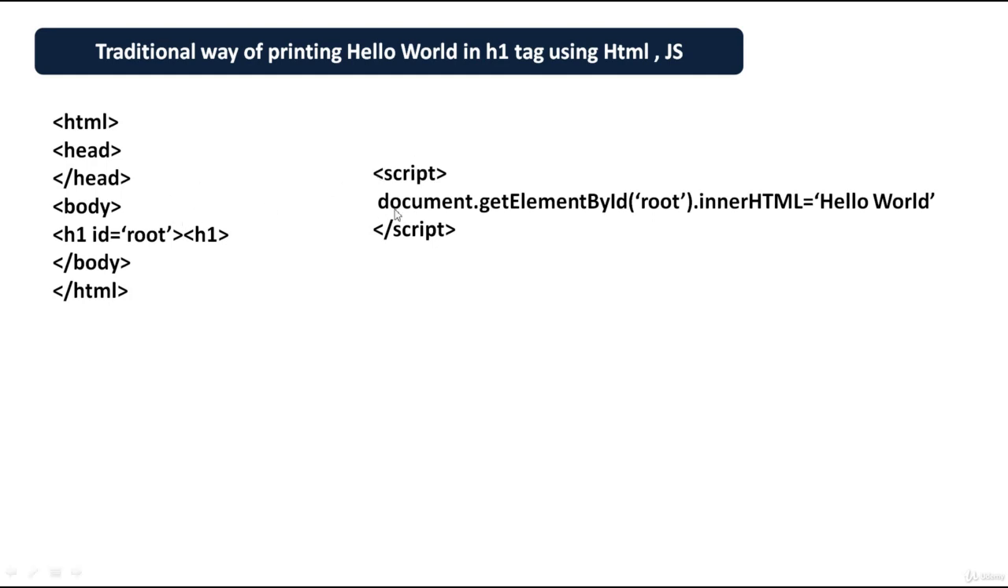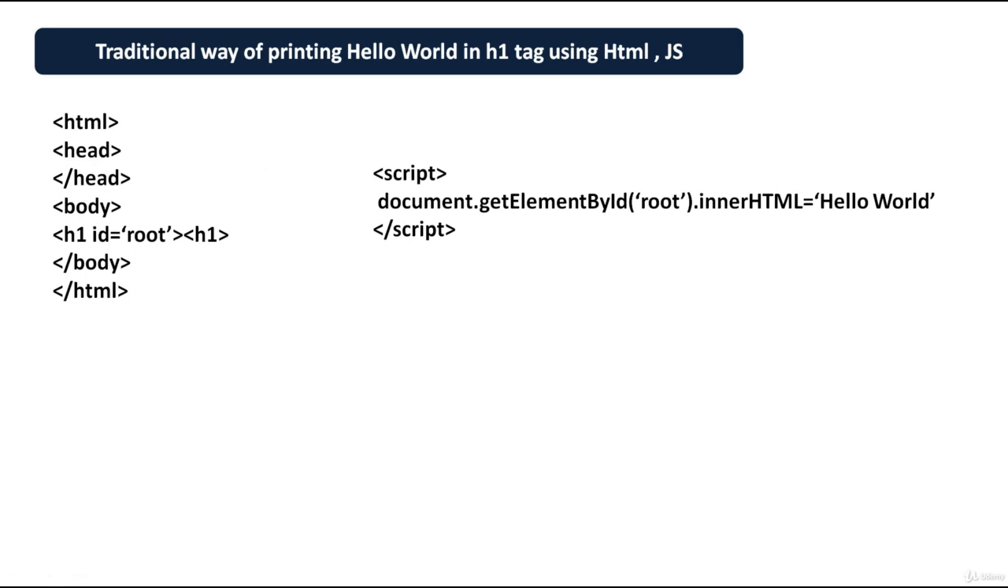Here we are accessing the h1 element using the statement document.getElementById. In these parentheses we have to write the ID. Here the HTML ID is root. That's why I have written root dot innerHTML. This innerHTML is used to change the content in the h1 tag. Here we are changing the h1 text to hello world. This is the traditional way of printing hello world in the HTML using the JavaScript.